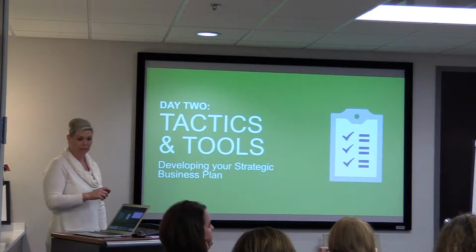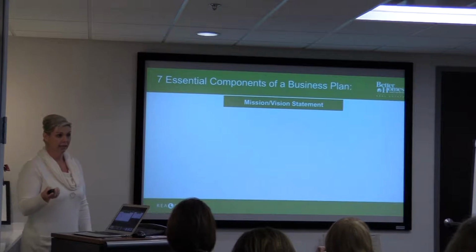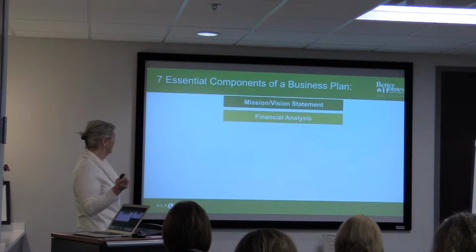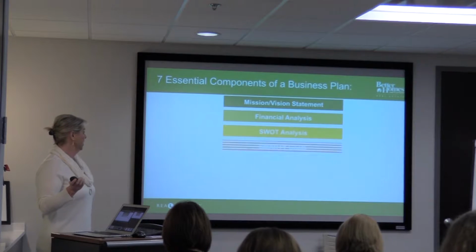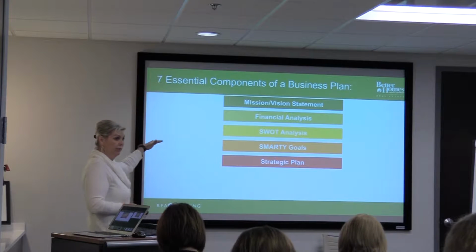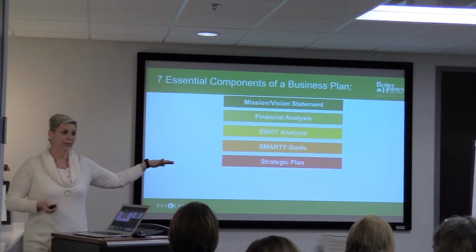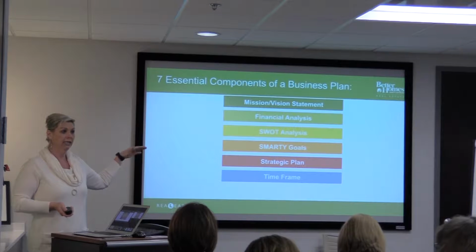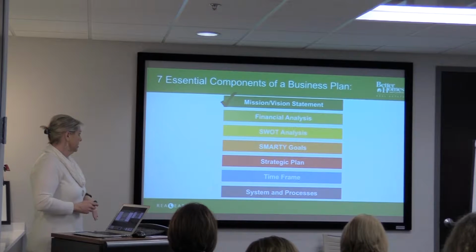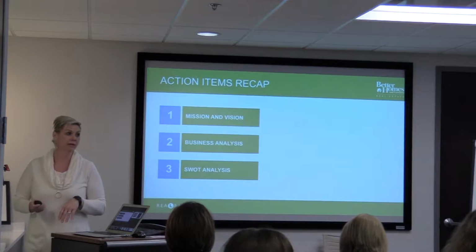Just want to do a quick recap of our 7 elements of the business plan and what we've gone through thus far. We did mission and vision last week, our financial analysis, our SWOT analysis. Today we are going to do our SMARTY goals. We're going to start working on turning those goals into a strategic plan with timelines, and then with systems and processes to help you get there. So let's talk real quick about the recap.